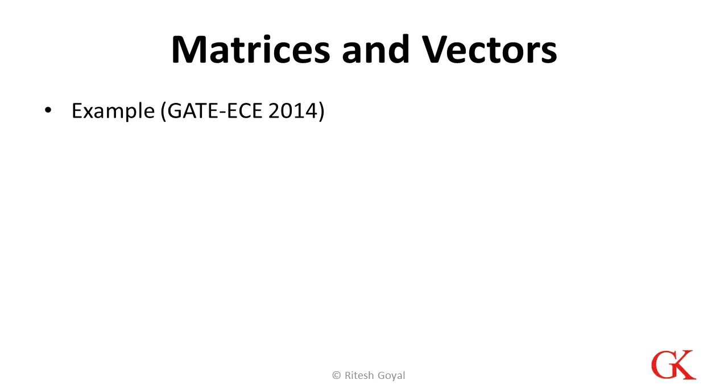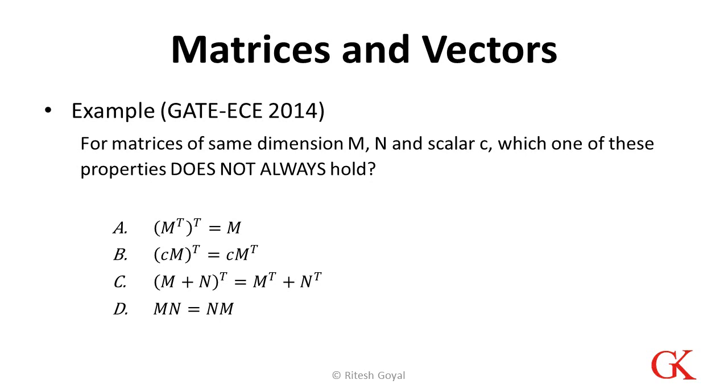One of those questions was asked in 2014, and you see how simple the question is. They have given some properties of matrices and asked which is true and which is not true. In statement form the question was: for matrices of same dimension M, N and scalar C, which one of these properties does not always hold good? So we have the same dimension matrices M and N, and a scalar C, and a few properties of matrices as options: transpose of transpose, scalar multiplication and transpose, addition and transpose, and matrix multiplication.